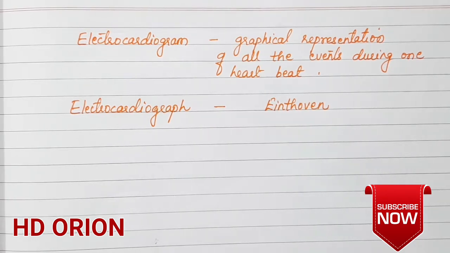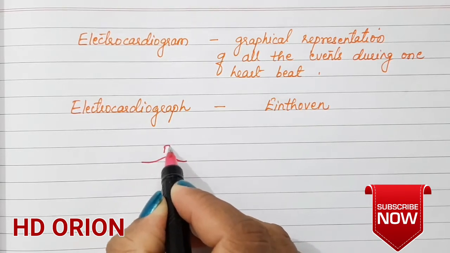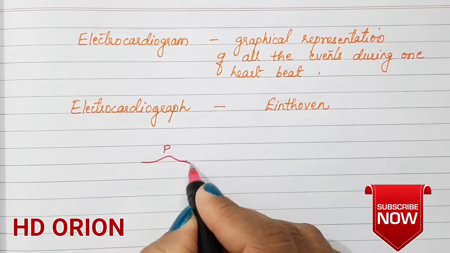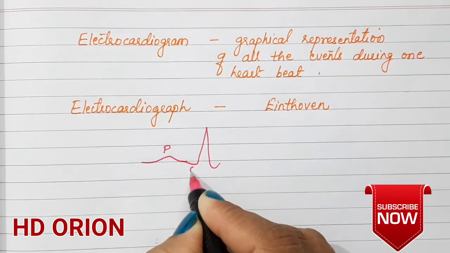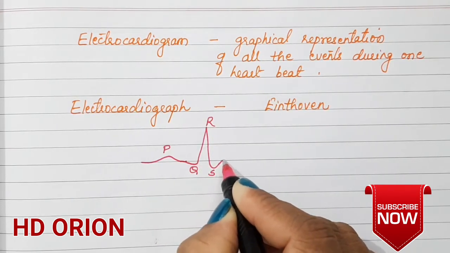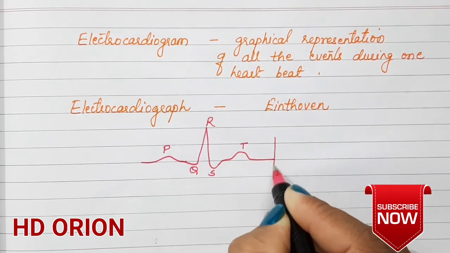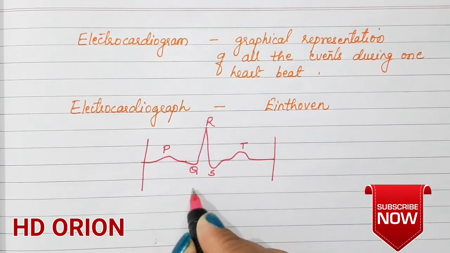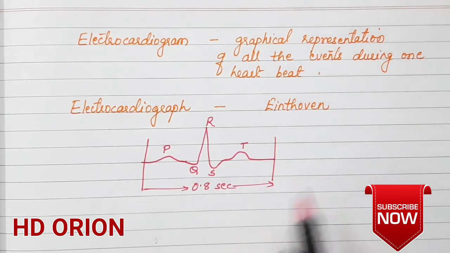So what is the ECG pattern actually like? There is a small wave in this manner, we call it the P wave, and then there is a depression and then it moves up. This is Q, this is R, and this is S. And then there is a flat segment, and then again there is a T wave. Now this takes about 0.8 seconds, so it tells about one heartbeat. The same is repeated every time.